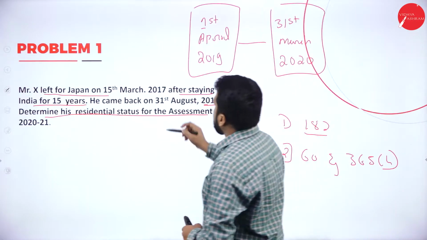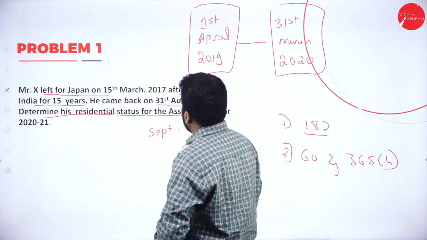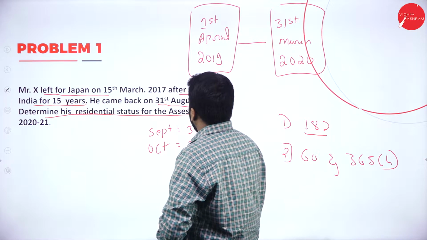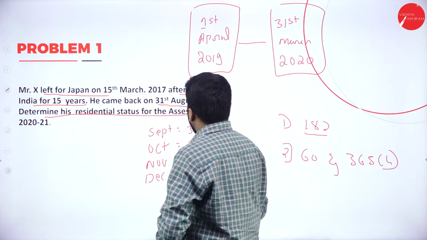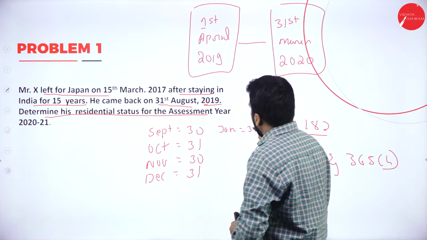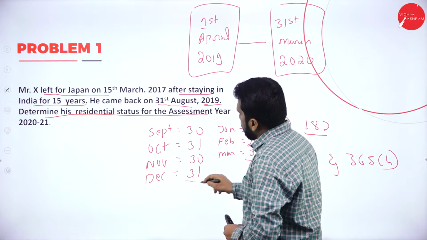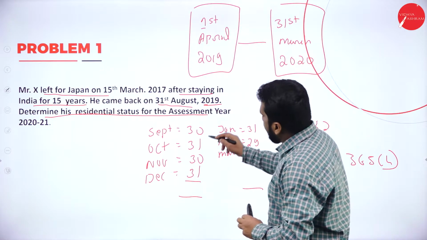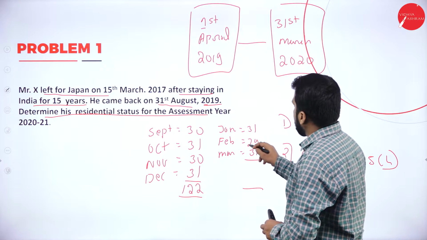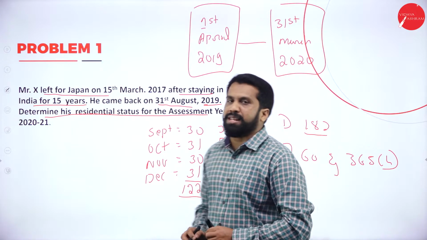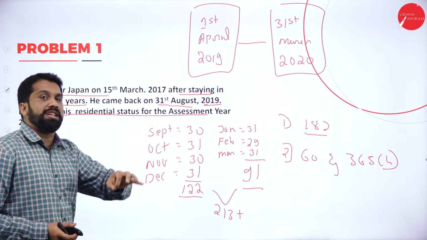We'll check. So, 31st August he came back. Now, from September he was there for 30 days. October 31. November again 30. December 31 days. January 31. February 29 days. March 31 days. So these many days he was in India. Now add everything, it will come around 122 plus 91. So what is the total now? The total is very simple, 213. Along with that, August 31st he came to India.